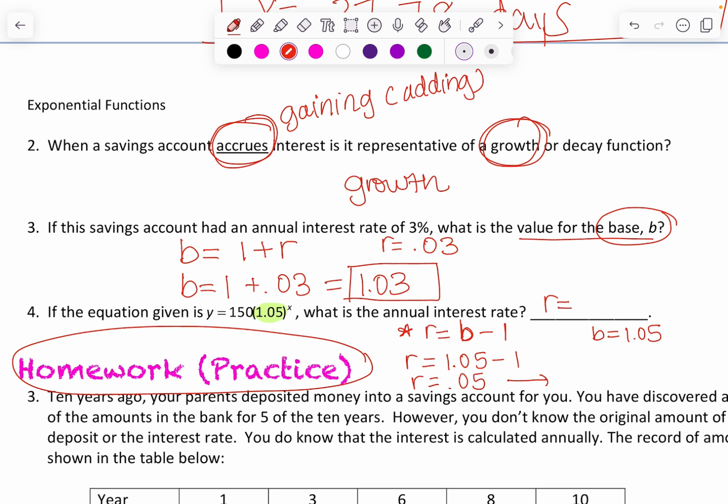What I probably need is my percent. So I'm going to change my decimal 2 spaces to the left, and I get 5% as my rate. So remember, you always want your rate to be in a percent. If I'm asking you what is the rate, your answer should be in a percent. Okay, so that's why I left it as a percent.